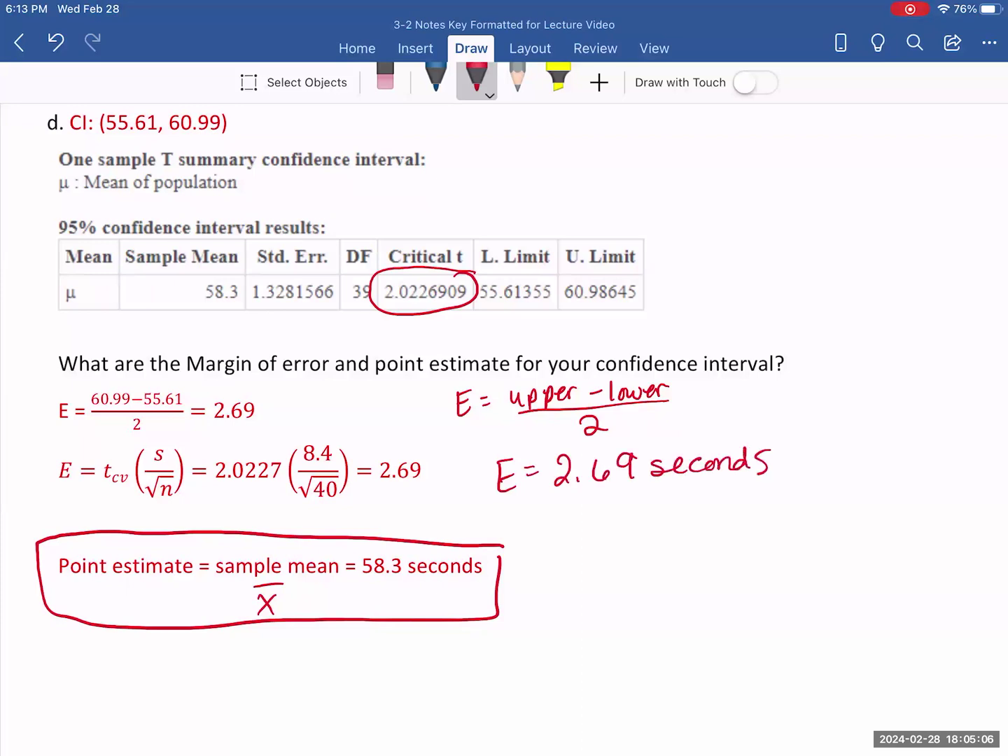Can we draw the line just real quickly, just one time? We won't do it every time, but can we draw that number line again and mark the 55.61 and mark the 60.99?